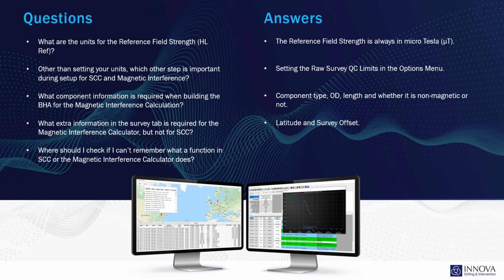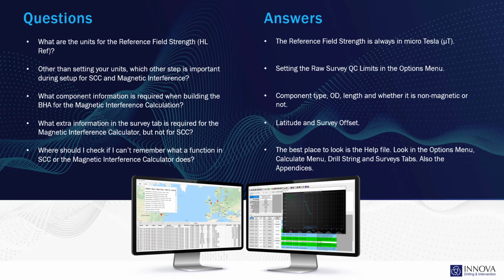And then lastly, where should I check if I can't remember what a function in short collar correction or magnetic interference calculator does? And the answer is, the best place to look is in the help file. Look in the options menu, the calculate menu, the dual string and the surveys tabs. And also don't forget that you have references for your pole strengths and your short collar correction limits in the appendices.